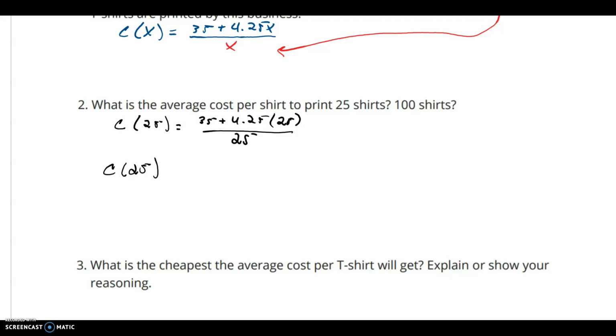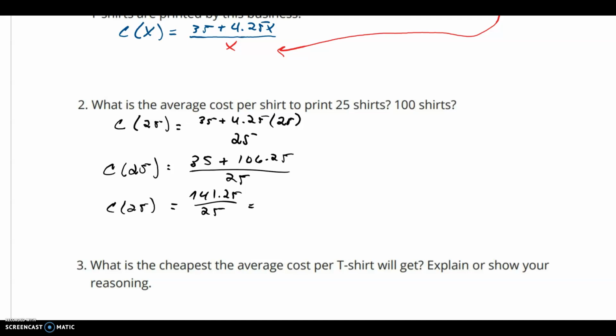C of 25 is going to be 35 plus 4.25 times 25 is 106.25. Then I need to divide by the number of shirts. So C of 25, 35 plus 106.25 is 141.25. Divided by the 25 shirts, that gives us a cost per t-shirt of $5.65.